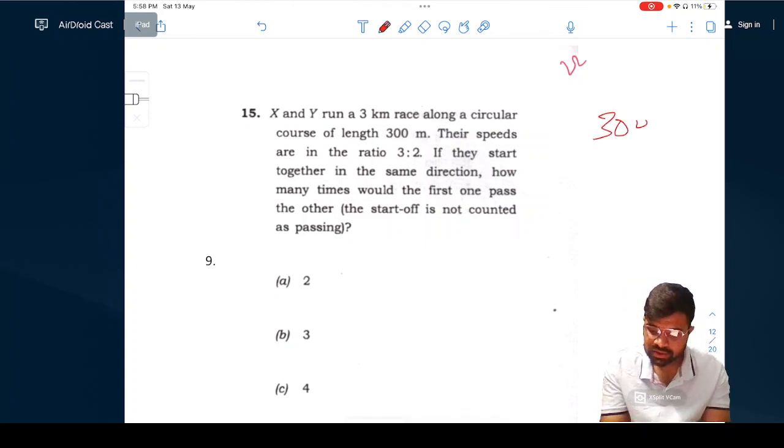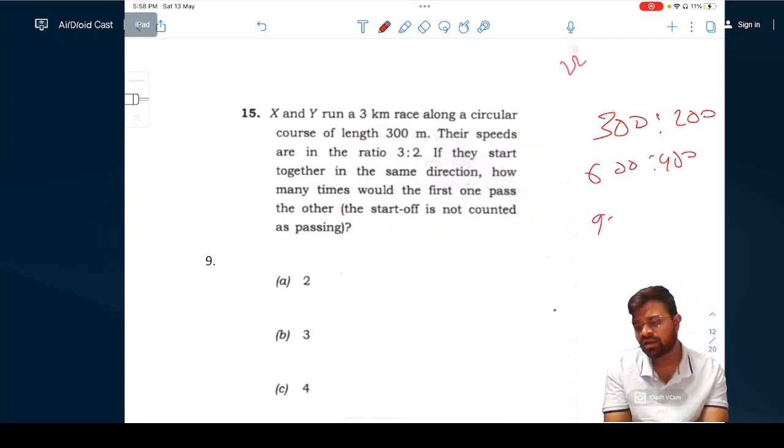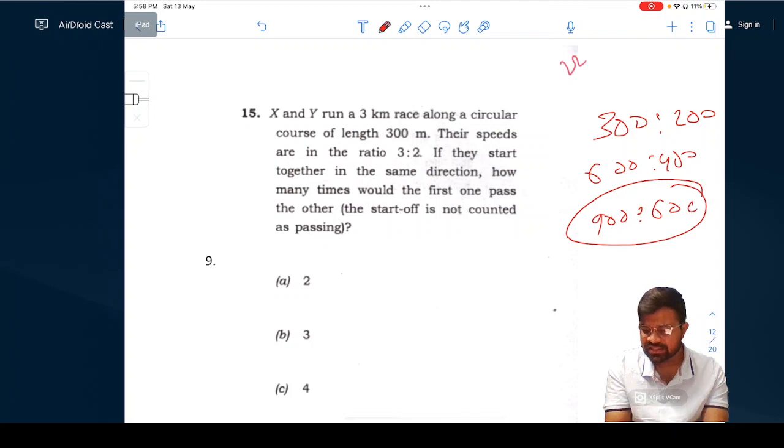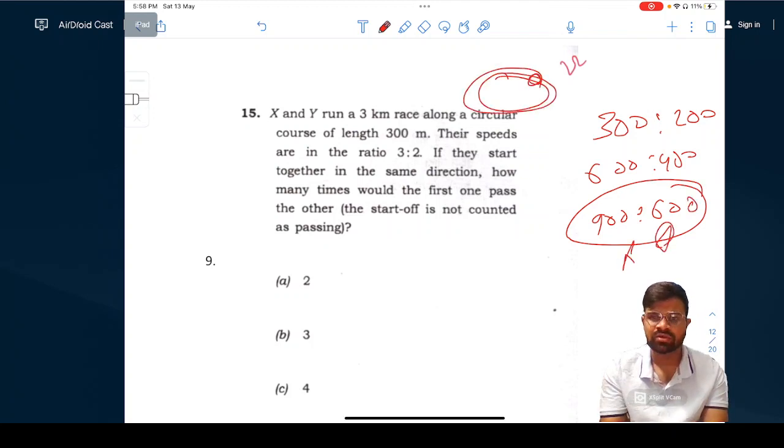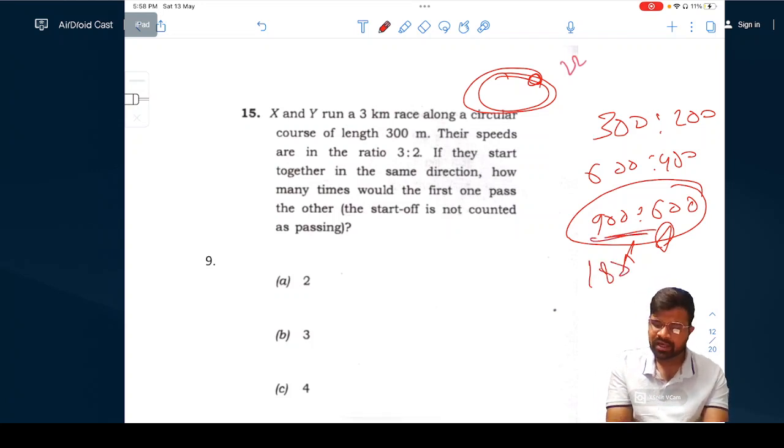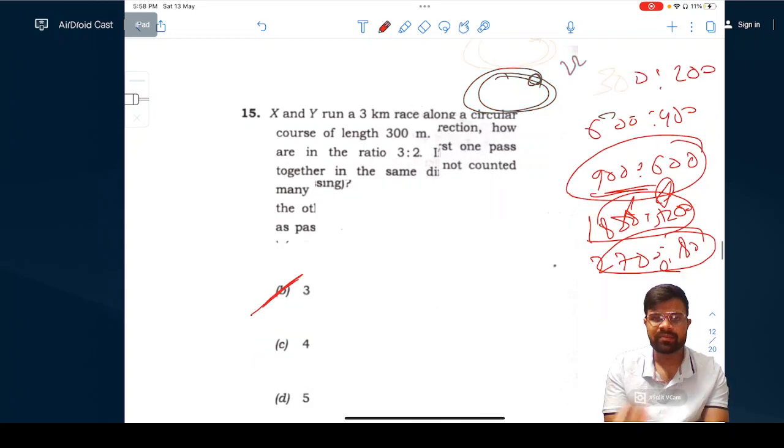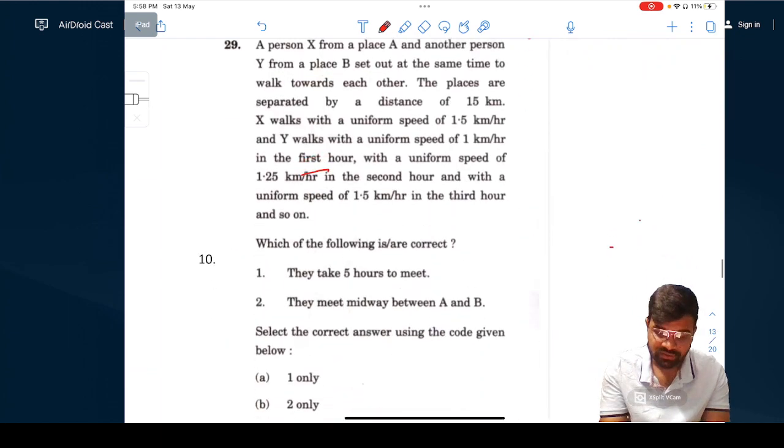So see, 300 is to 200, 600 is to 400, 900 is to 600. This is the time when they will meet, because at the starting of the circular course, this is based on common sensical understanding. So if they meet here, then they will meet again at 1800 is to 1200, then again at 2700 is to 1800. They will meet 3 times. You can check it by yourself also. This should be the solution.